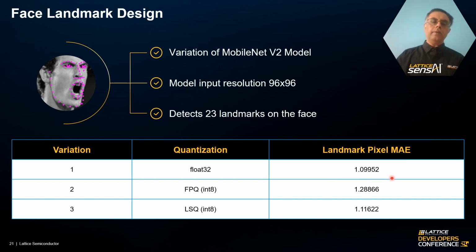And with post training quantization, or fixed point quantization, you will get 1.88 kind of accuracy. Now, if you learn the step size and do the quantization during the training itself, the accuracy will be much closer to the float 32. Of course there will be some loss when we go from 32 to int 8.